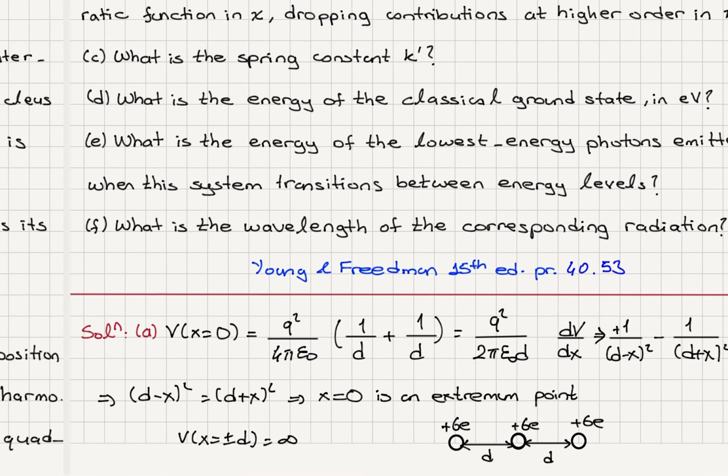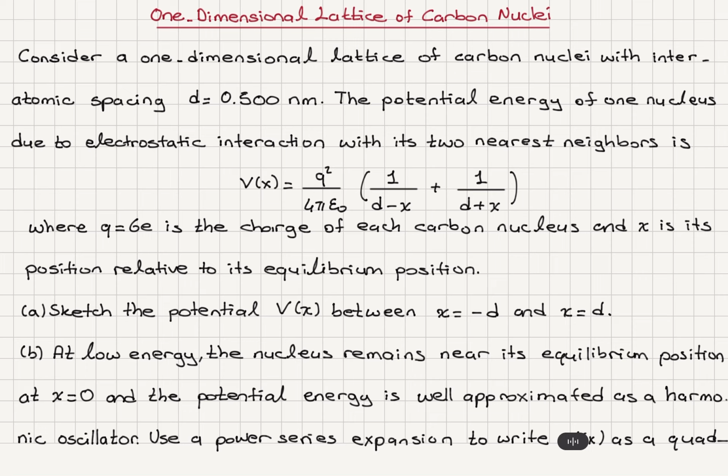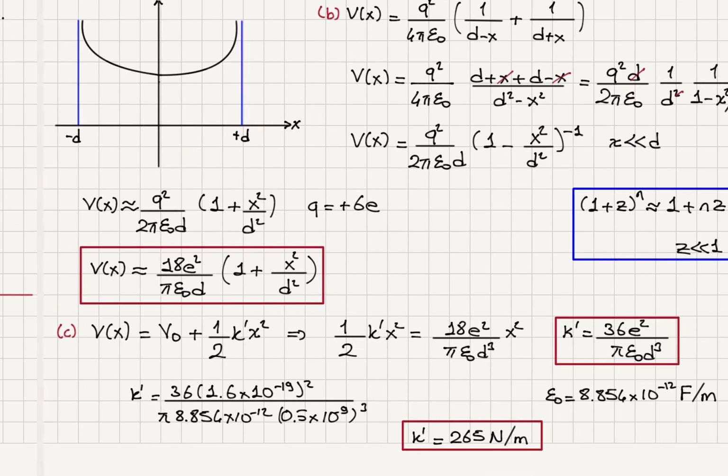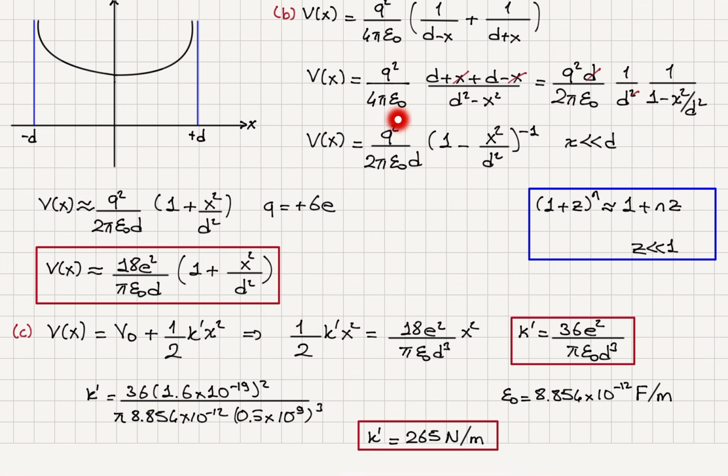And in part B, we want to show that it can be approximated as a harmonic potential by using power series. That is to say, the potential can be written as a quadratic function in x for x much less than d, for small deviations. And here, if we manipulate this a little bit, we find that it can be written in this form. And when x over d is much less than 1, this term is very small, so it can be written as 1 plus minus 1 times minus x squared over d squared. So it's 1 plus x squared over d squared. So we have this quadratic term that we are after.